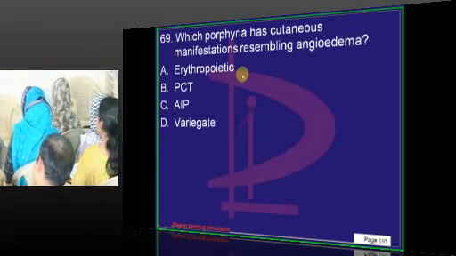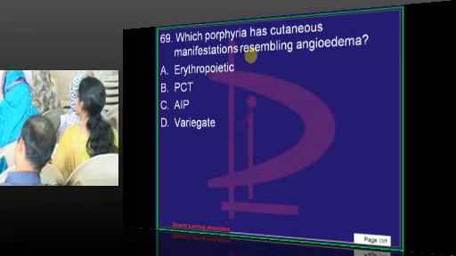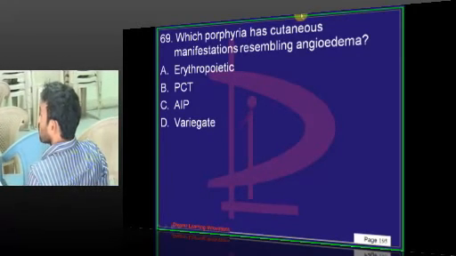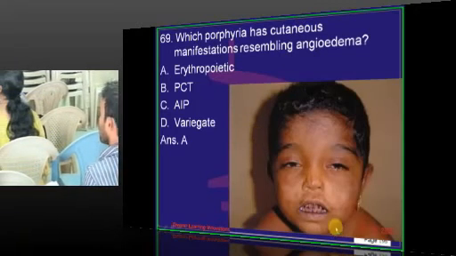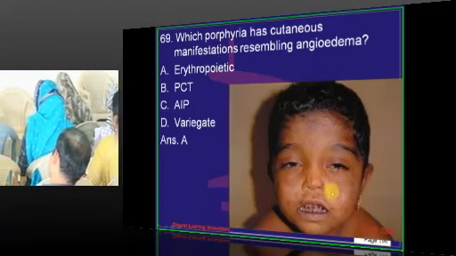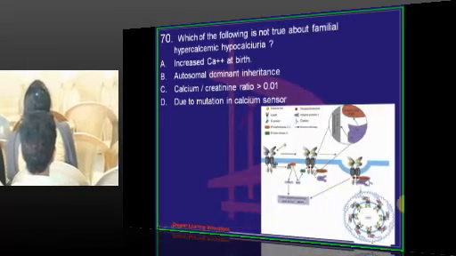Which porphyria has cutaneous features like angioedema? Erythro. I told you one question will be on porphyria. Erythropoietic porphyria classically presents similar to angioedema, which is due to C1 esterase deficiency.